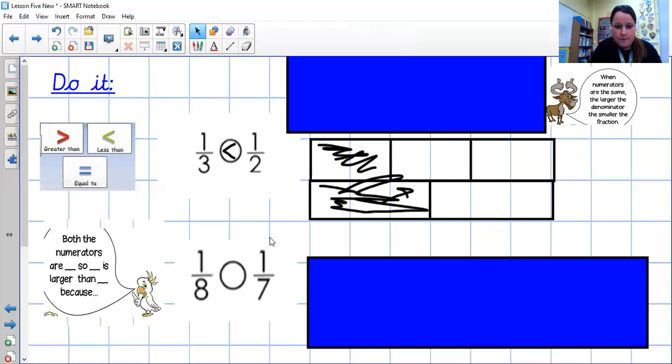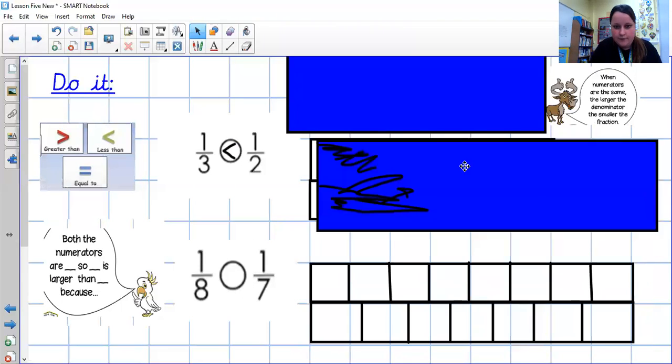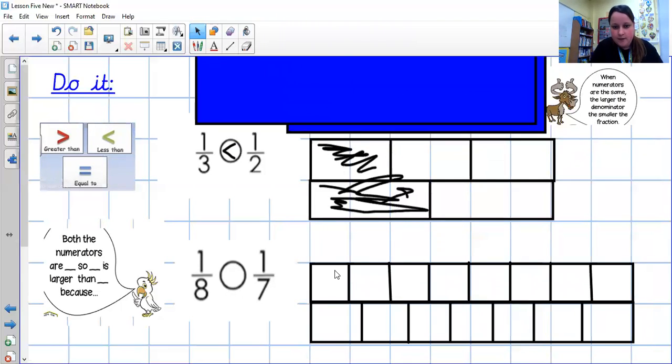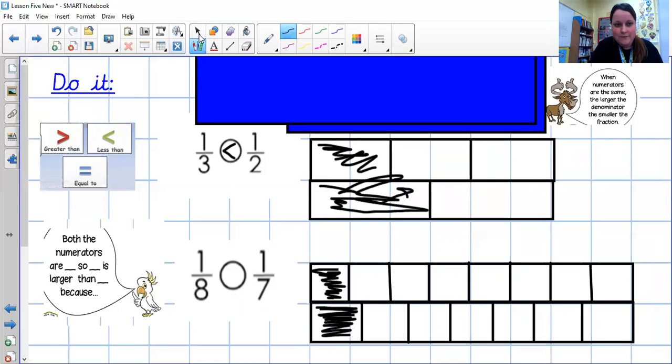Okay, in the next example, we've got 1/8 and 1/7. So I've split my whole or divided my whole into 8 equal parts, and I am interested in 1 of those equal parts. And then I've split my whole, the same whole, into 7 equal parts, and I am interested in 1 of those 7 equal parts. So hopefully you can see that 1/7 is greater than 1/8.